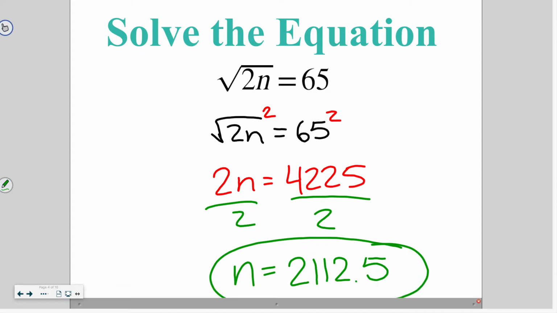Nothing outside of the square root, so we square both sides to start. Then we have to divide by 2 to finish solving the problem, giving us 2,112.5.